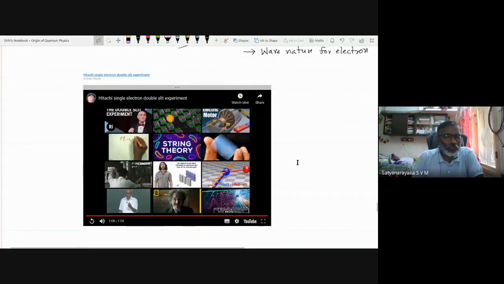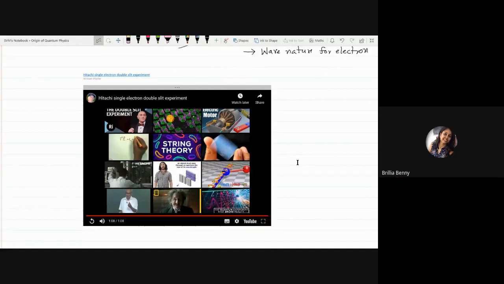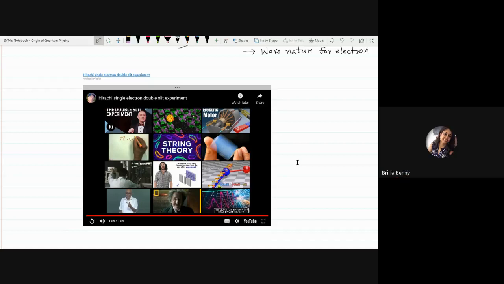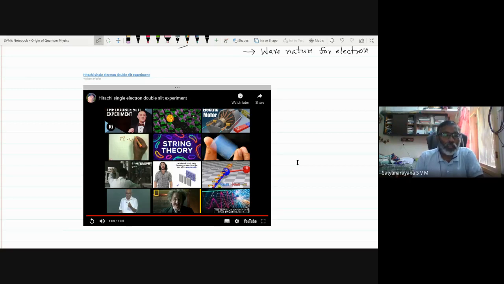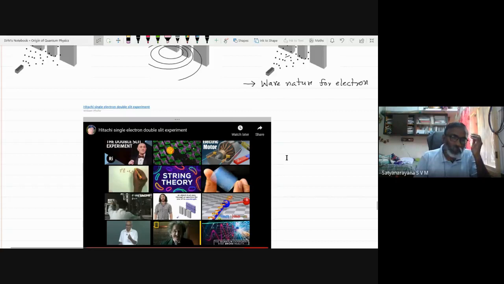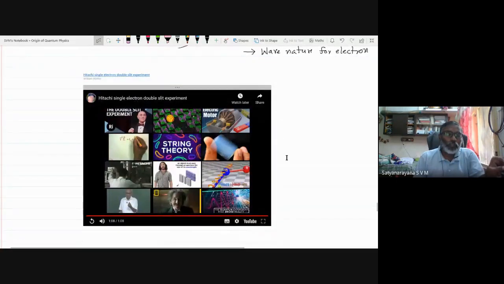Could you hear the voice? Yes, sir, slightly, but it was not understandable. But you could read the subtitles, right? Yes, sir. So the idea is that when you detect each electron, it appears to be detected at a point somewhere on the screen. But when you do this experiment with a large number of electrons, clearly the interference fringes show up.